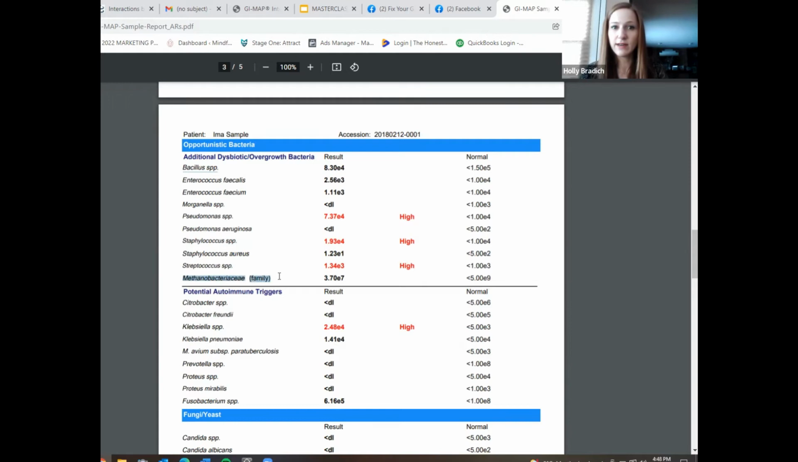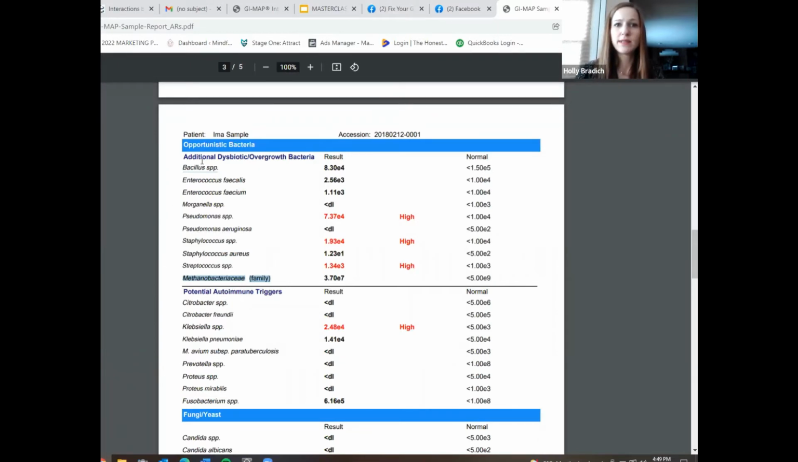Interestingly, this one here, Methanobrevibacter or Methanobacter family, it's a methanogen, it's methane producing, and these are ones that I see commonly high in people that have chronic constipation. So they are prone to causing constipation, and as we get older, we tend to have a higher amount of those.